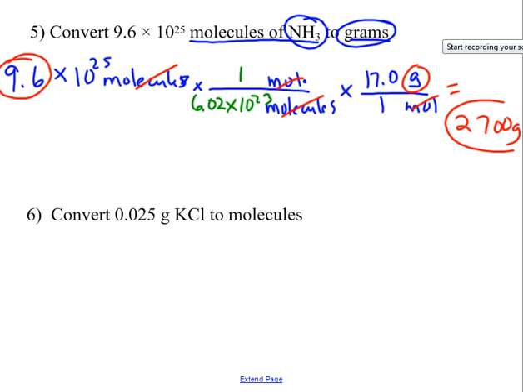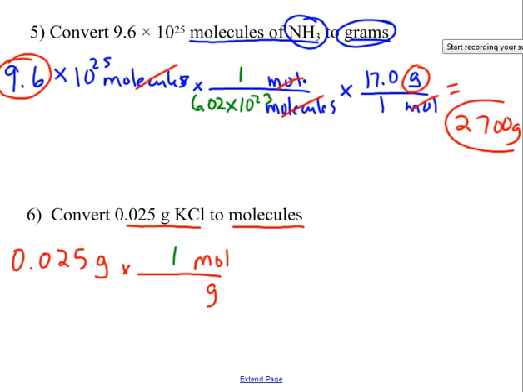Number 6, we're converting 0.025 grams to molecules. So again, this is going to be a 2-step problem. We're going to have to convert to the mole first. So again, you start with the number 0.025 grams. You set up your first conversion fraction. The unit that goes into the denominator is the unit that you started with and want to cancel. And like I said, you have to convert to the mole first, so that would be the conversion fraction units, moles over grams.